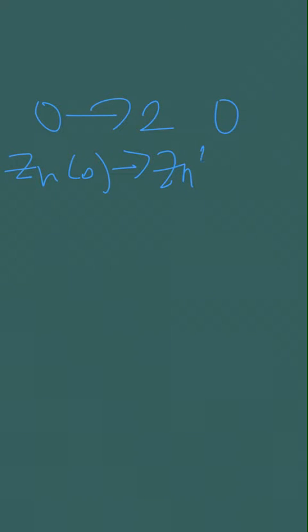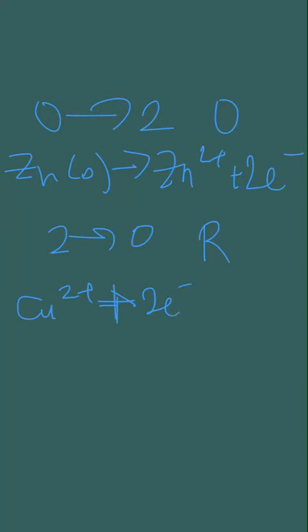The first thing we want to do is figure out the half reactions. From there, we can figure out E standard for the entire cell. Since zinc is at the anode and its oxidation number goes from 0 to 2, we know that it's getting oxidized. Thus, its half reaction is zinc solid becomes zinc 2 plus plus 2 electrons. For copper, since it's at the cathode and its oxidation number goes from 2 to 0, it's getting reduced. Its half reaction is copper 2 plus plus 2 electrons becomes copper solid.